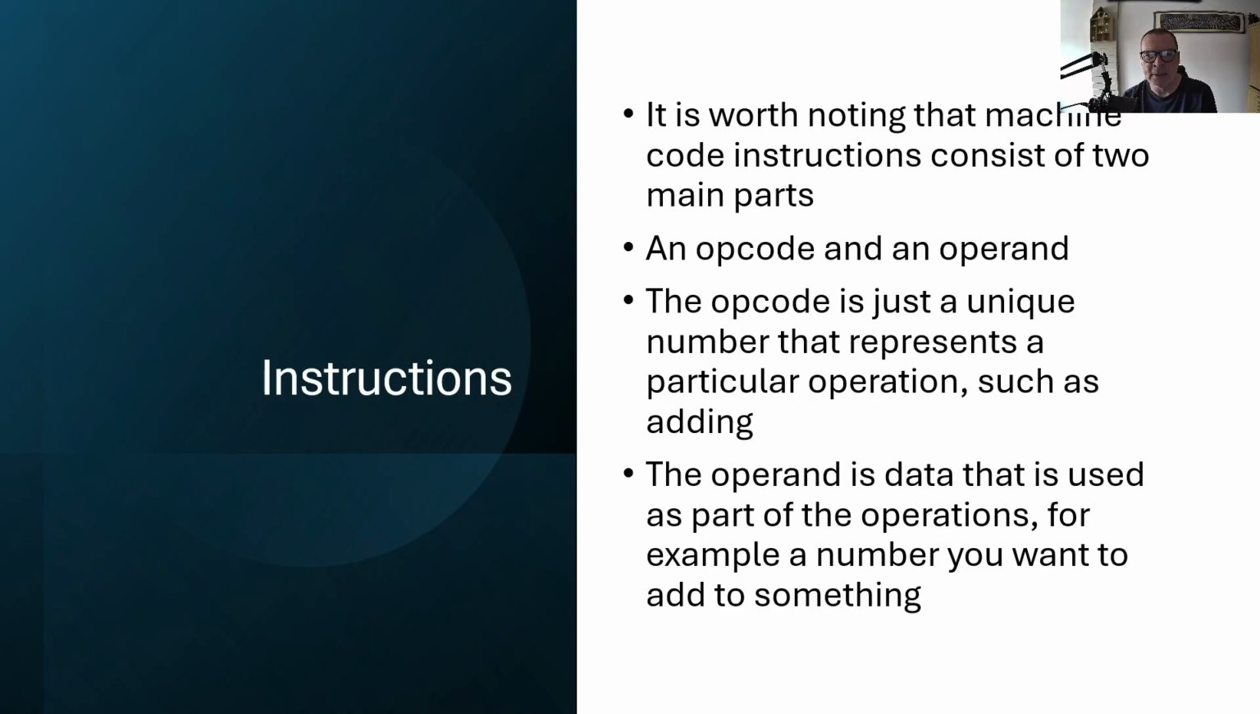The operand is data that may be required for the operation. For example, if you are adding a number to the contents of the accumulator, you need to know what the number is. So the operand tells the CPU what that value is or where to get that value. So it knows what to do from the opcode and what to do it with from the operand.